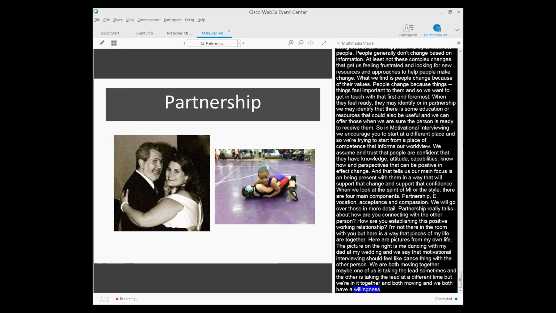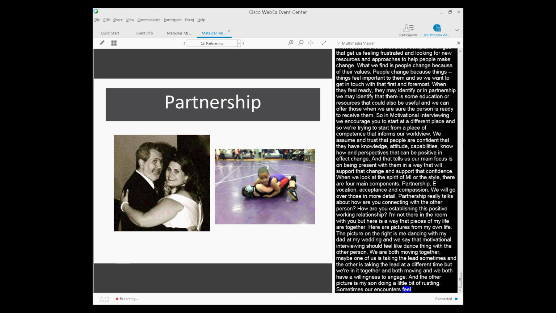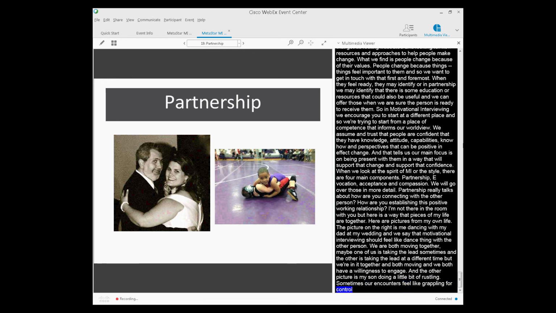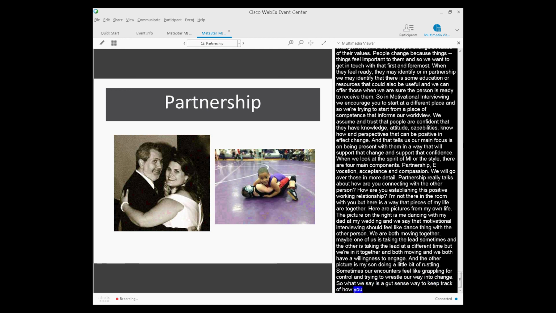Versus the other picture, the purple picture, is my son in the purple, doing a little bit of wrestling, right? So sometimes our encounters feel like grappling for control and trying to wrestle our way into a change. And so what we say in MI is a good gut sense way to keep track of how you're doing on partnership. Does it feel more like you're dancing with the other person, or does it feel like you're wrestling? And we want to be dancing, not wrestling.